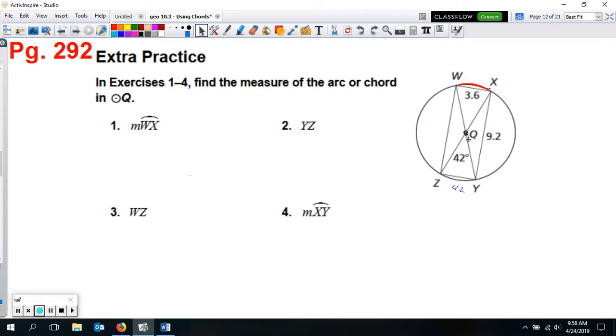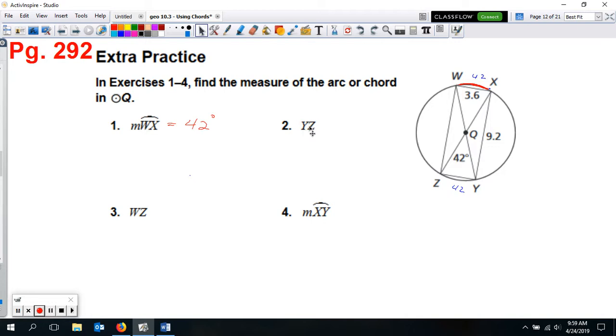Well, it is, because what we have here with these two diameters, you have a diameter going from W to Y and from X to Z. These two diameters actually create vertical angles. Vertical angles are always congruent. So if this is 42 degrees here, then we know this central angle on that side is also 42 degrees, which would mean that this arc up here is also 42 degrees. So that means our measure here for problem number 1 is 42 degrees for that measure of the arc WX.